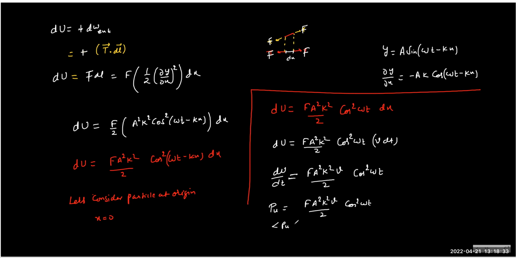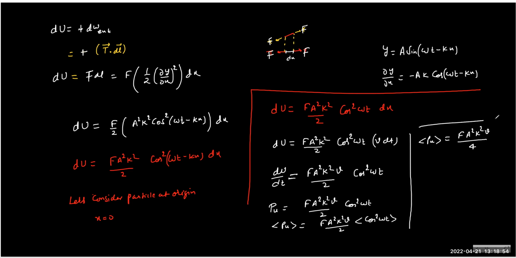The average P_U will be how much? This will become average. So F is the average of this function. And just remember the average of the function is 1 by 2. This becomes F a square k square v by 4. So that's the average power. So the average potential energy is how much? Average potential power into time. Now this will not be confusing. This turns out to be F a square k square vt by 2.